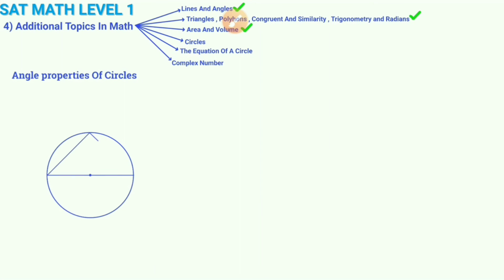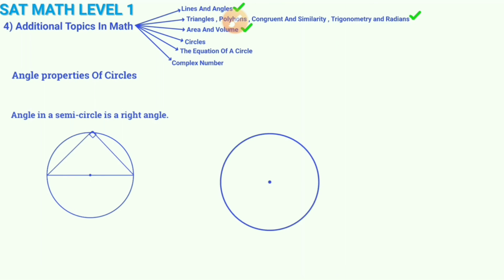Angle properties of a circle. Okay, a right angle triangle, angle in a semicircle is a right angle. Always remember the center point. It will be, which means A is equal to 2 times B. Doesn't matter which way it is, it will always remain the same. So D is equal to 2 times, the same relationship.